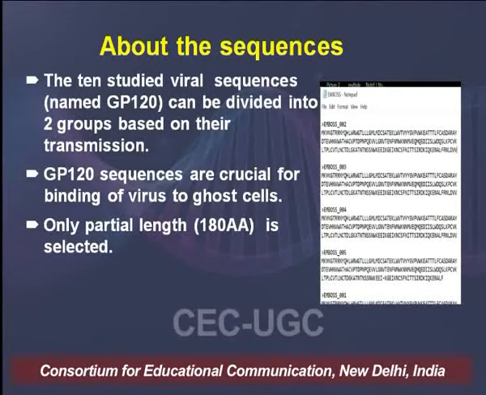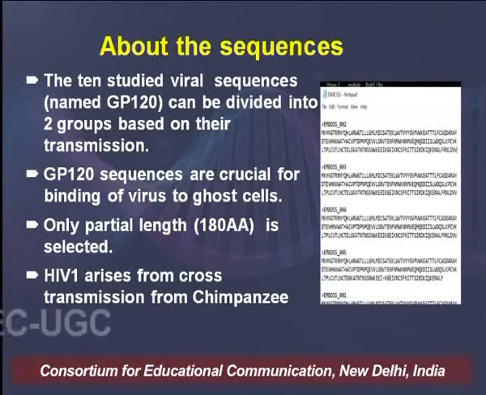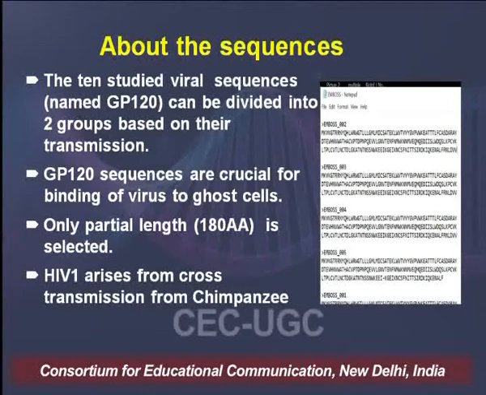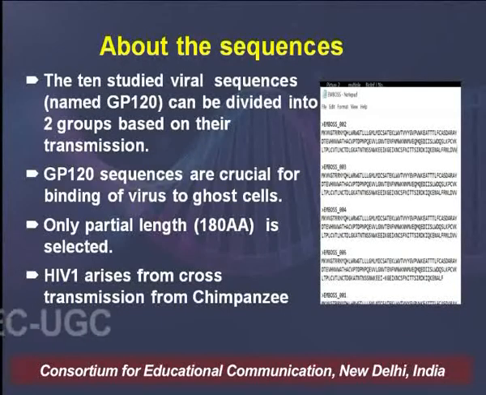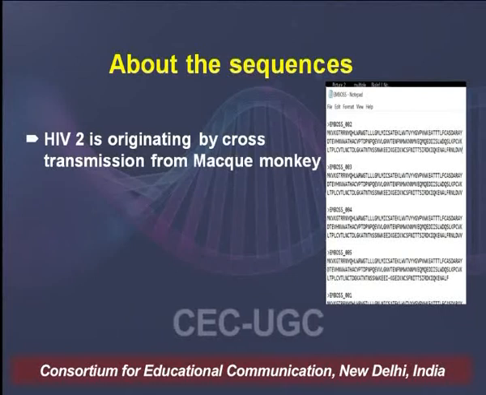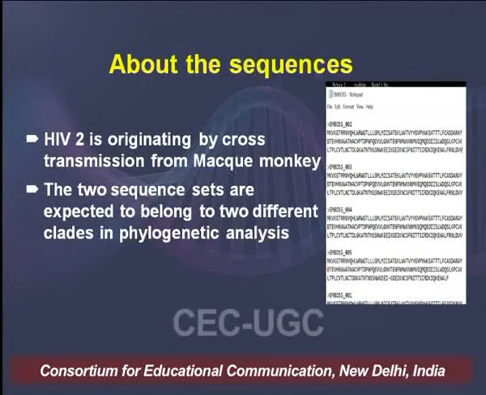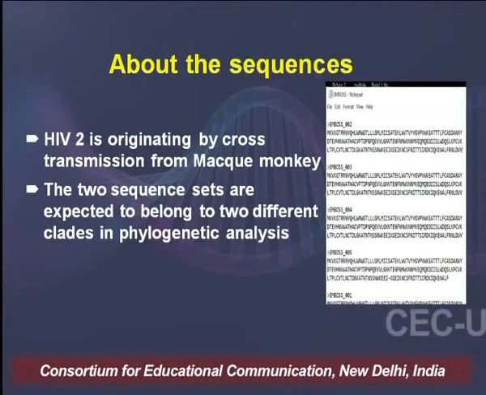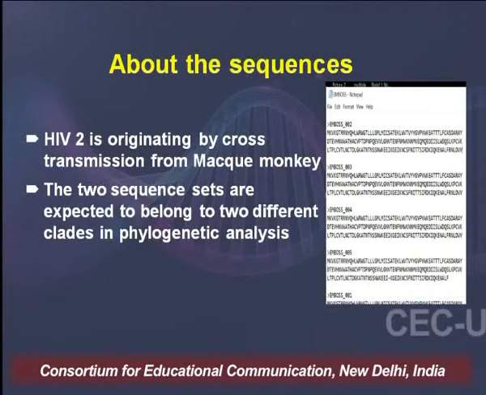Only the partial length is selected, and we have two series. This is what I was trying to focus on here. In these sequences, we have two series, one HIV1 that arises from cross transmission from the chimpanzee, and HIV2 that originates by cross transmission from the Mac monkey, right? And on the right side it shows you a notepad where we have saved all these sequences. So, the two sequence sets are expected to belong to two different clades when I make a phylogenetic tree, because they have come as a result of transmission from two different organisms.